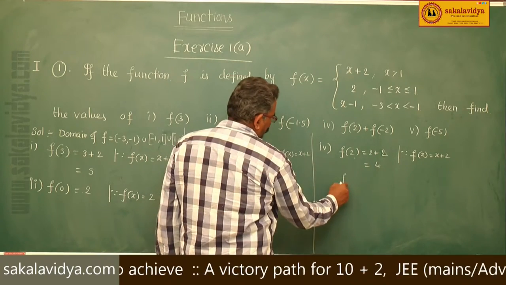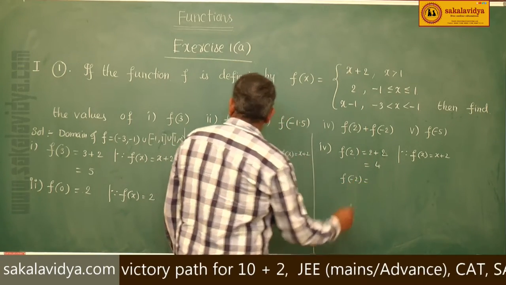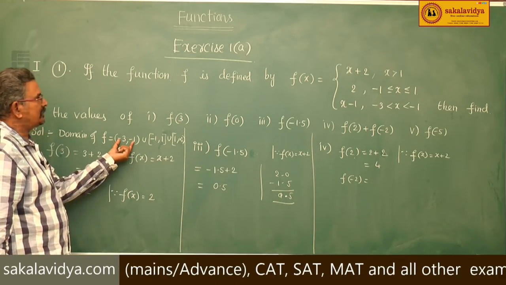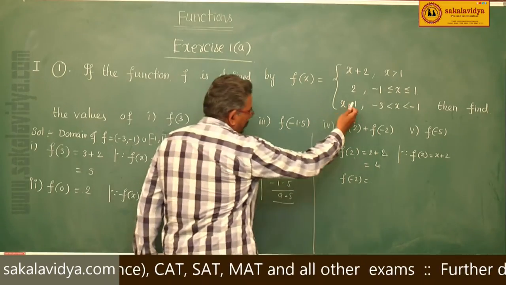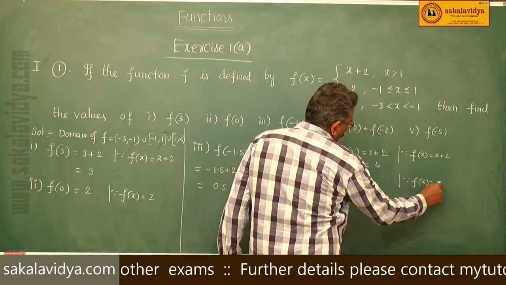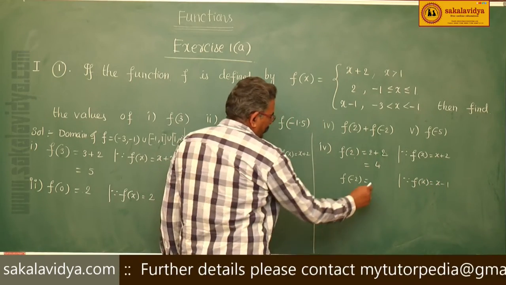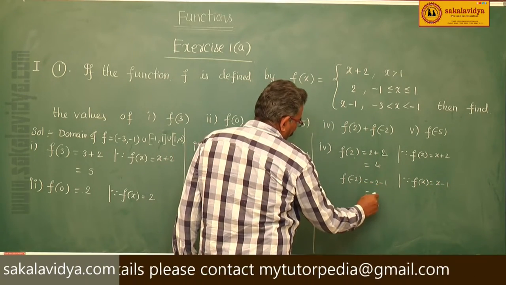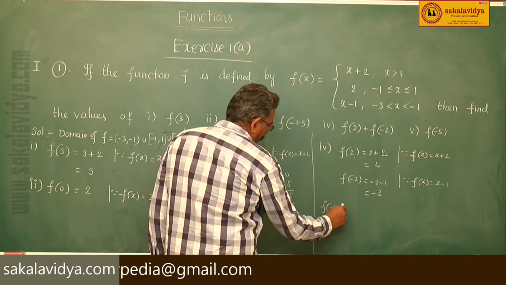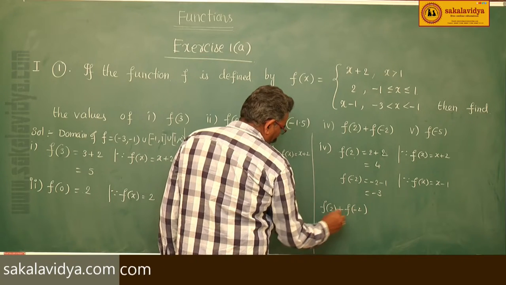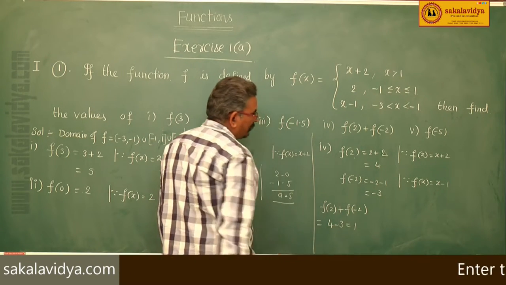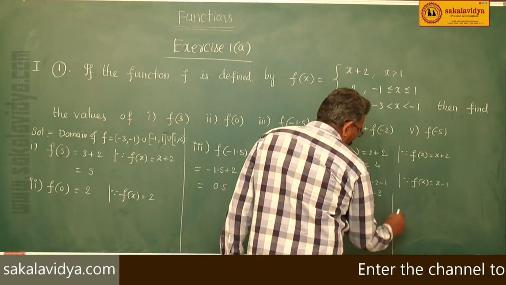Now f of minus 2. F of minus 2 lies in the interval minus 3 comma minus 1. Now that is x minus 1. F of x is equal to x minus 1. So this is minus 2 minus 1, minus 3. So now f of 2 added with f of minus 2: 4 minus 3, 1.